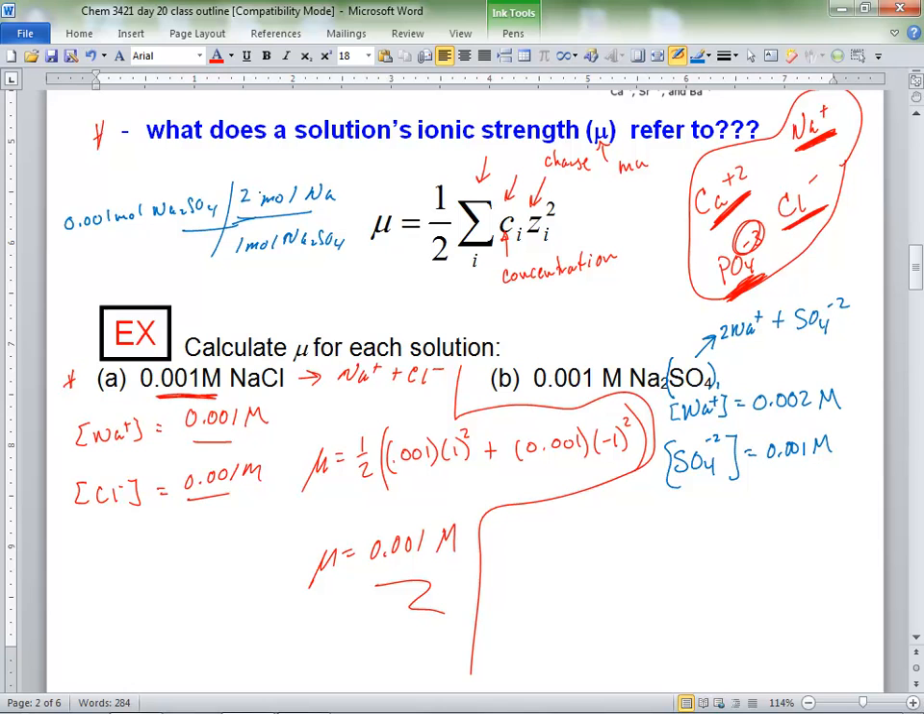Okay, so now we've got to plug it into our ionic strength equation: 1/2 times the sum of the charge of each ionic species times its concentration. Charge squared times concentration. See what you get.